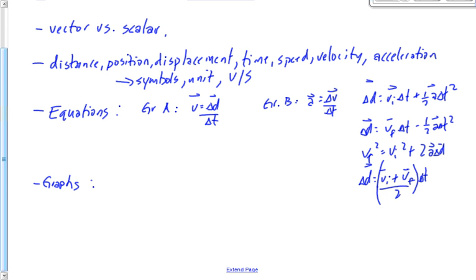And we did two kinds of graphs. There were position time graphs, and there were velocity time graphs. What do you got to know about those graphs?